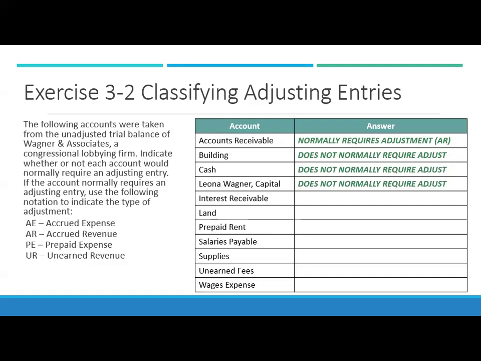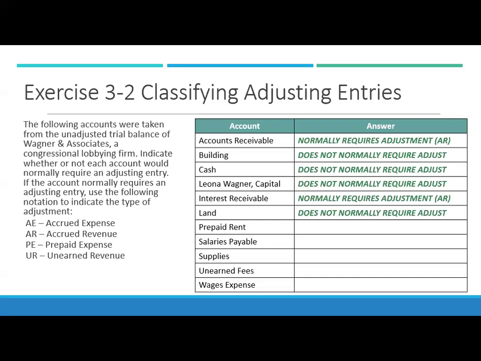And capital accounts generally do not require an adjustment. Interest receivable does normally require an adjustment, and that's an accrued revenue. If it was interest payable, that would be an accrued expense journal entry. But an interest receivable is interest that is going to be collected by the business, so that's going to be revenue because they're receiving it. If it was payable, it would be an expense because they're paying out the interest.